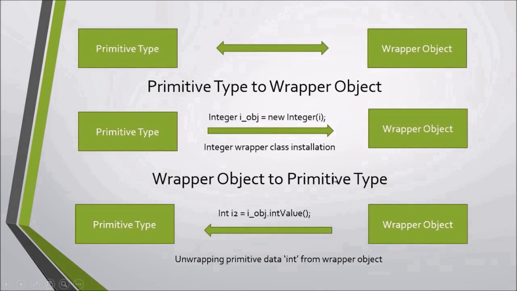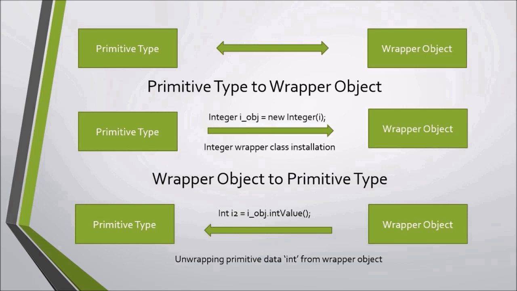This slide demonstrates the basic conversion mechanism between the primitive type and a wrapper object. In order to convert a primitive type to a wrapper object, we use the new operator. As you can see over here, we have Integer i_object equal to new Integer(i). But in order to unwrap a wrapped object or convert it back towards a primitive type, we use i_object.intValue(). Here intValue is an instance method of the Integer class that returns a primitive int. Here we can also use .floatValue, .doubleValue and many more.